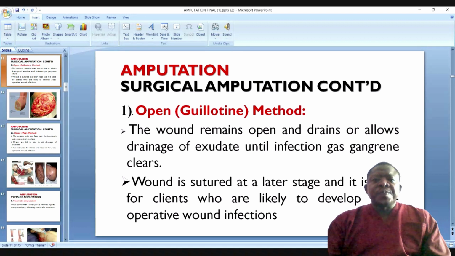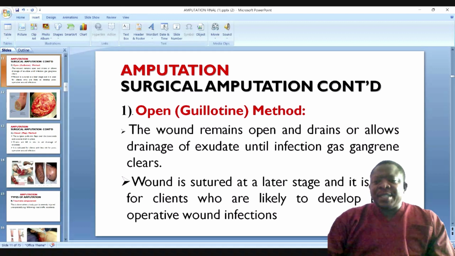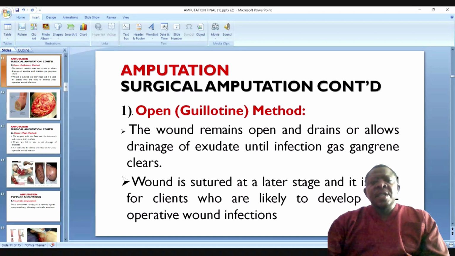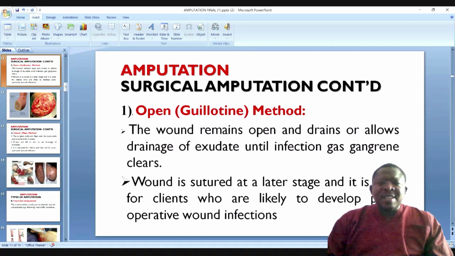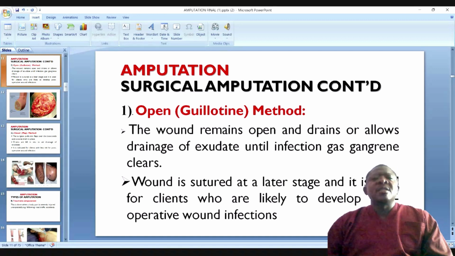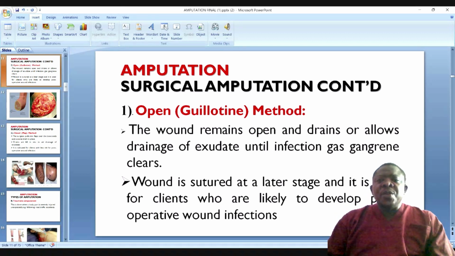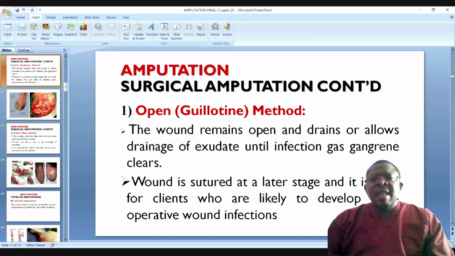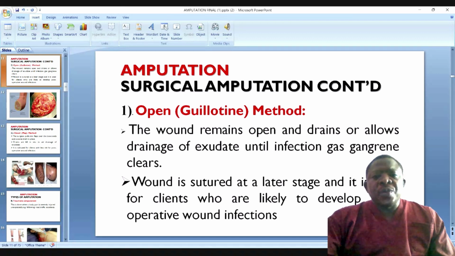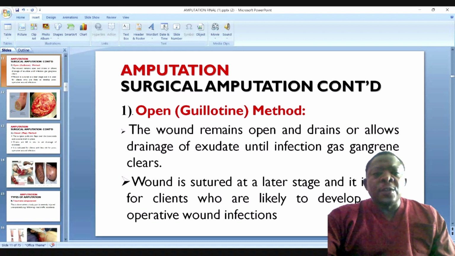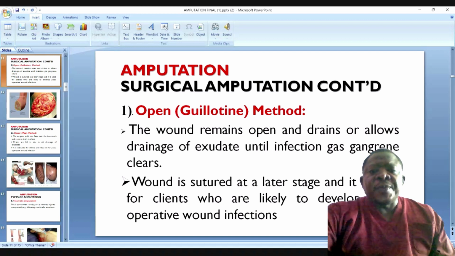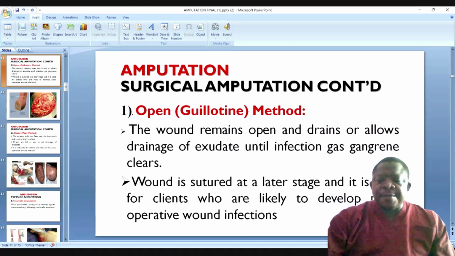The wound remains open and allows drainage of exudate until infection or gas gangrene has cleared. So with the open method, we want the infection to finish before we can seal the amputated part. The wound will be sutured at a later stage, and it is used for clients who are likely to develop post-operative wound infection.